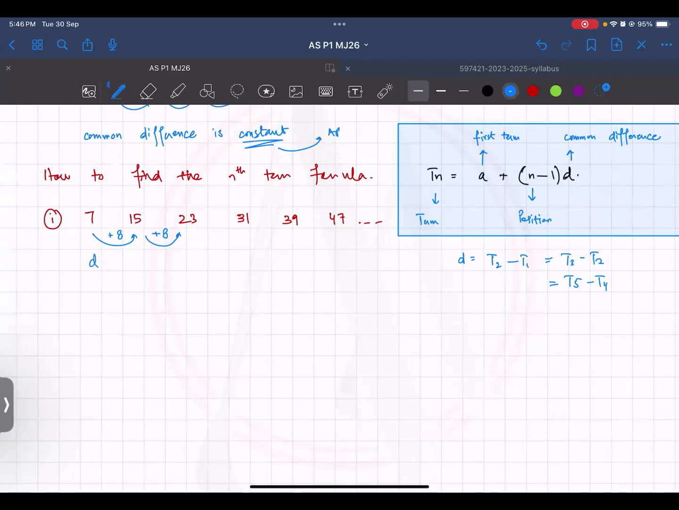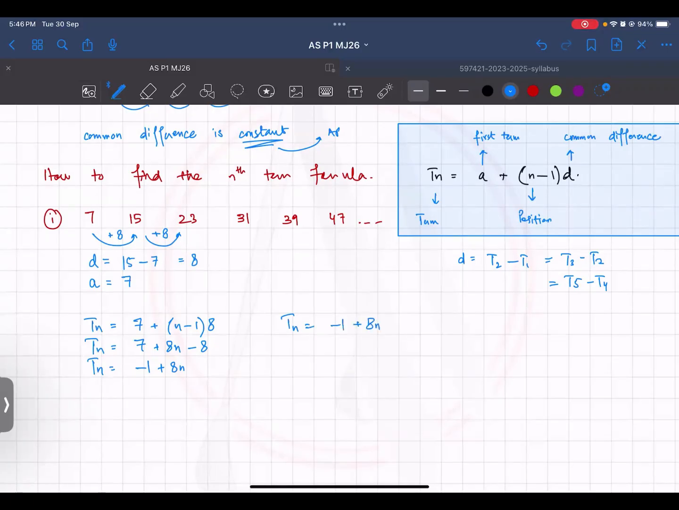So D, just by looking at it, you can see 15 minus 7, it is equal to 8. And again, looking at the sequence, the first term, which is called A, is 7. So the nth term formula would be 7 plus (n minus 1) into 8. If you simplify this further, 7 plus 8n minus 8, so Tn would be equal to minus 1 plus 8n. This is your nth term formula.